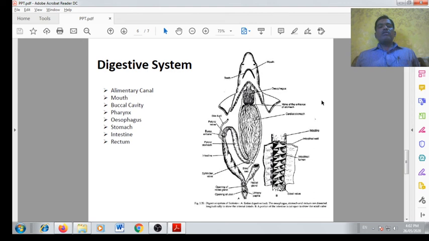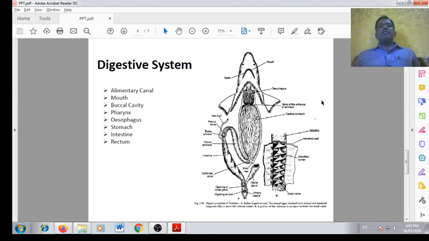The rectum posteriorly opens into a chamber called the cloaca, which is the common chamber of three systems, that is, the digestive system, reproductive system, and excretory system, which open to the outside with the help of this cloaca. The cloaca opens to the outside through an aperture called the cloacal aperture, which is present in between the two pelvic fins. This is about the overall structure of the alimentary canal of Scoliodon.